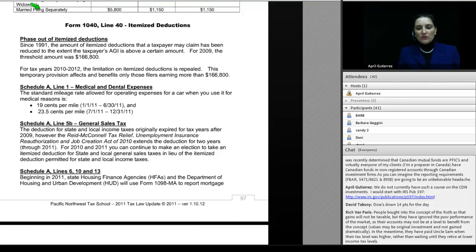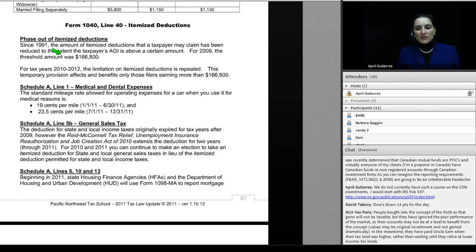What's changed in the world of itemized deductions? Well, the phase-out of itemized deductions. Since 1991, the amount of itemized deduction you are allowed to claim has been reduced if your income goes above a certain amount. And back in 2009, that number was $166,800. So if your adjusted gross income was higher than $166,800, your itemized deductions went down. And as much as 80% of them could disappear.